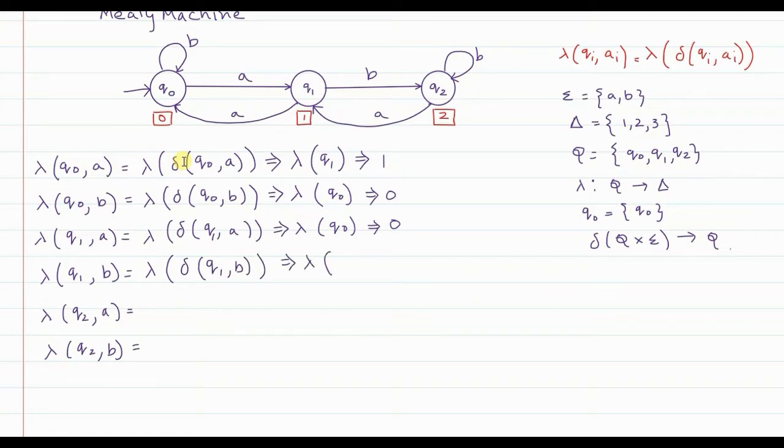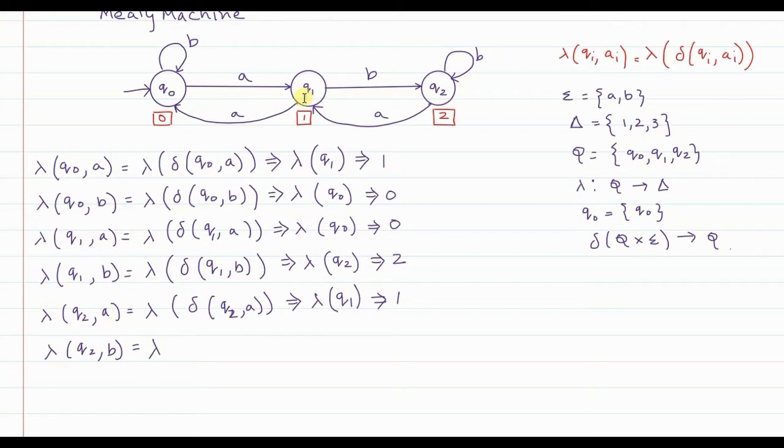So this is lambda of, now what is the transition of state Q1 on B? State Q1 on reading B goes to Q2, right? So the value here is Q2. And what is the output at state Q2? Output at state Q2 is 2. This can be further written as lambda of delta of Q2 comma A. Now you need to find out the transition of Q2 on A. That means Q2 on reading A goes where? It goes to Q1, right? And what is the output associated with state Q1? Output associated with state Q1 is 1.